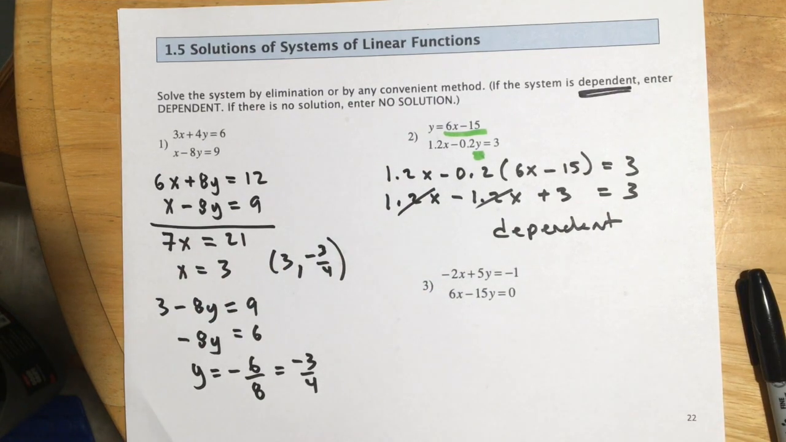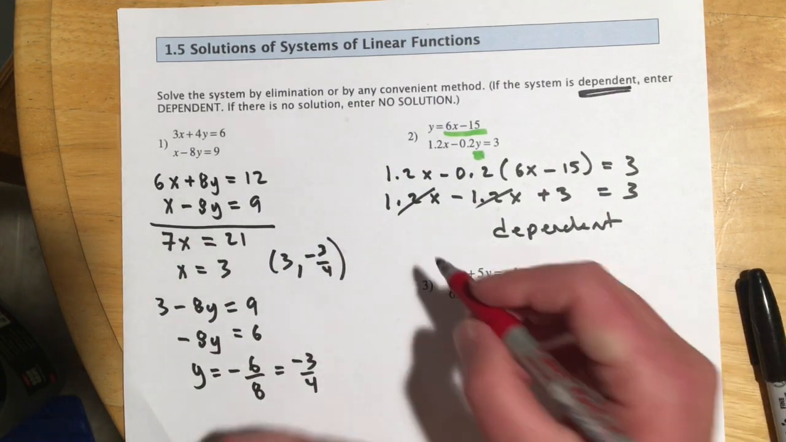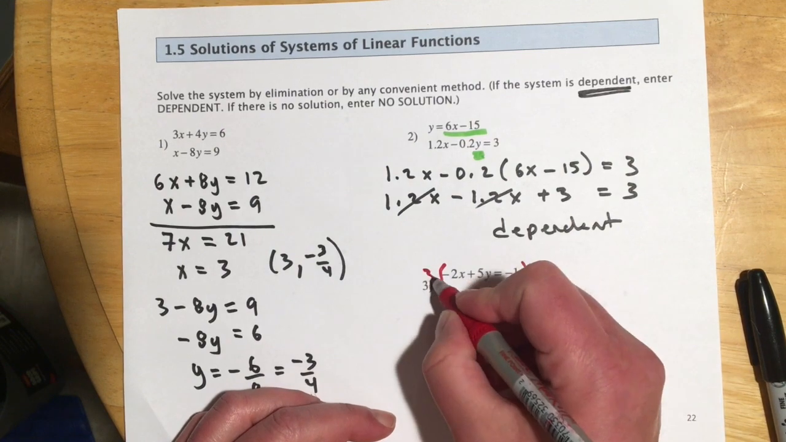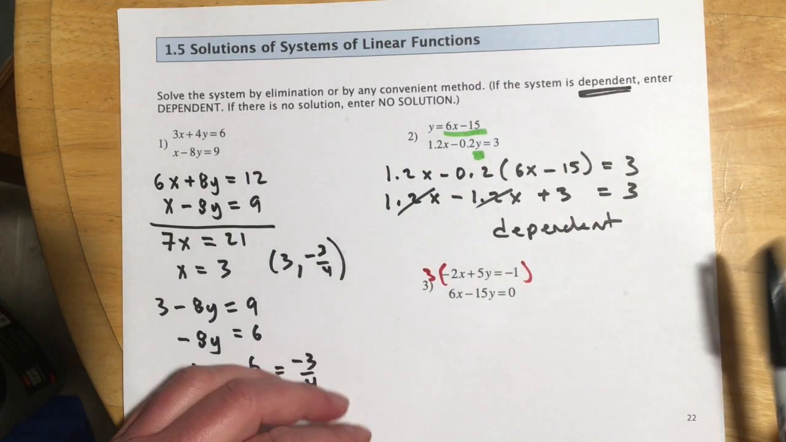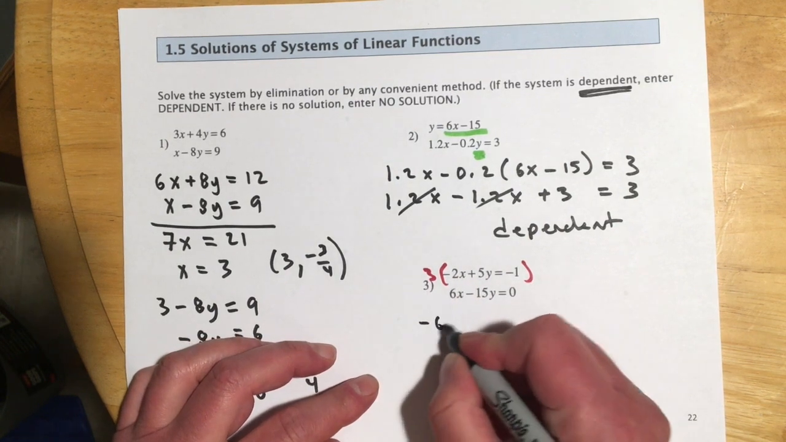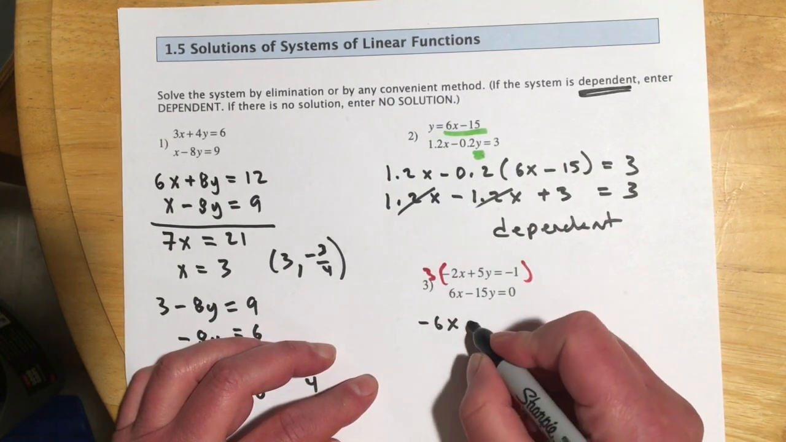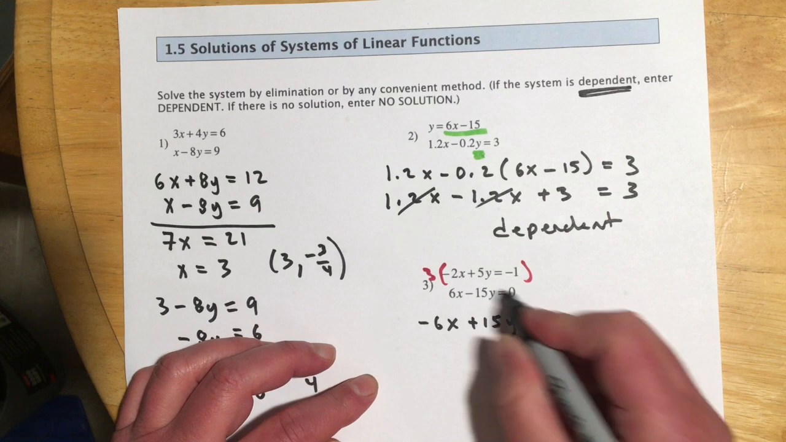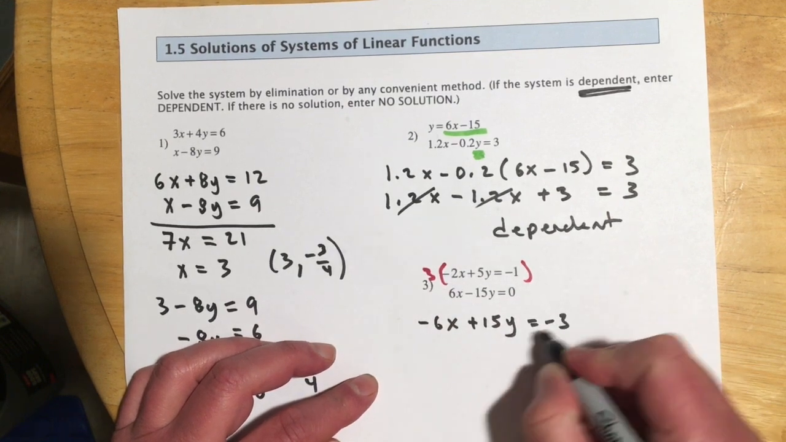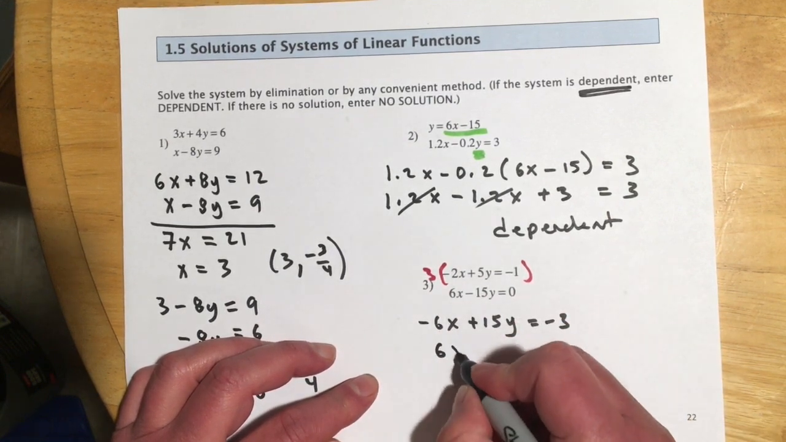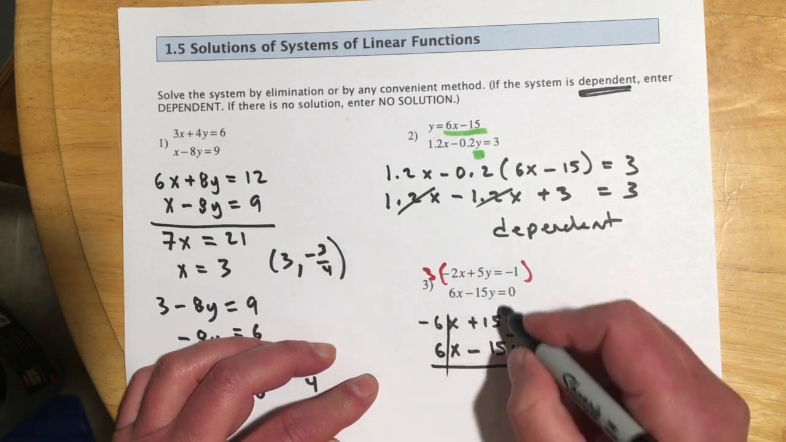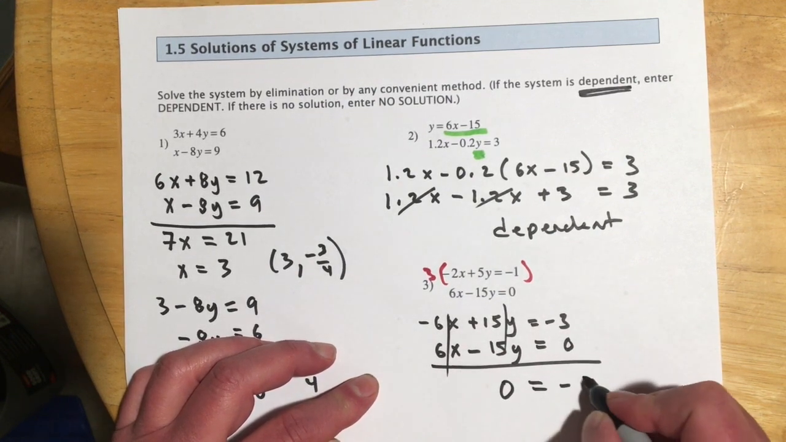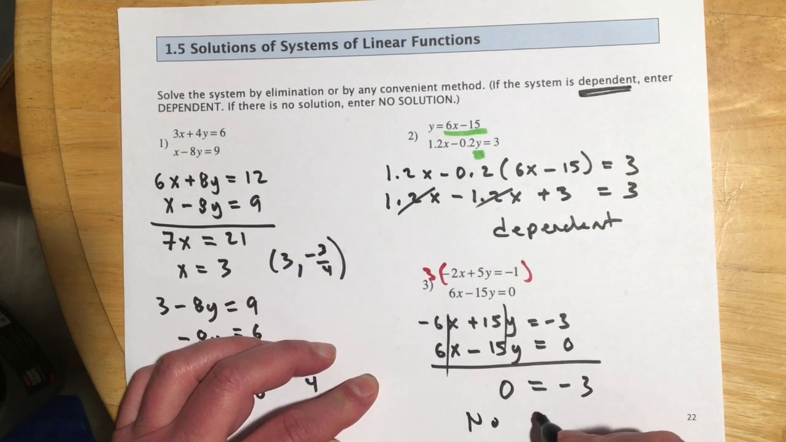And then number 3, looks like if I multiply the top one by 3, that should work pretty well, because I'll get negative 6 plus 6, plus a bit more. So negative 6x, and then 3 times 5 would be 15y, and equals negative 3. Add this one to it. This side, everything cancels, so I'm left with 0 equals negative 3. So that one is a no solution.